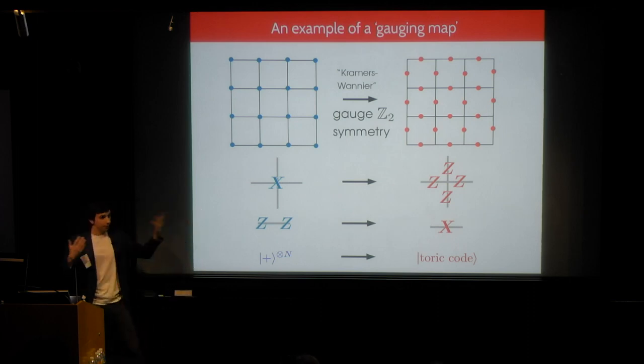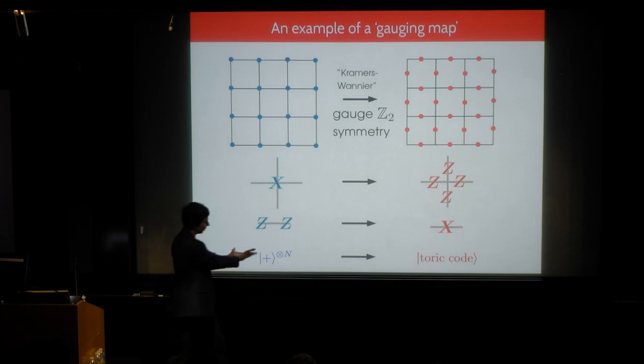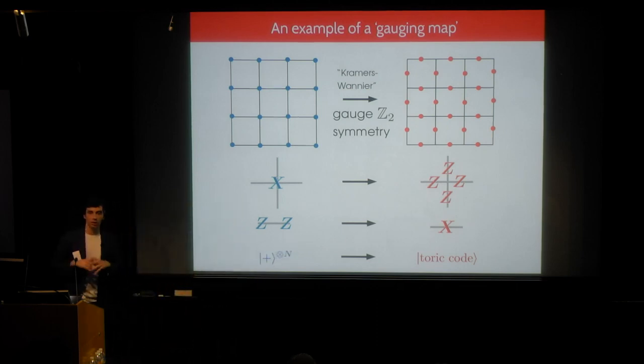And this map has been explored in a variety of contexts. It traces back in some sense to the lattice gauge theory works in the 70s, where they tried to use it backwards to solve gauge theories. But because it's very non-local, as you can already see, it maps the product state to a very entangled toric code state. It was, as far as I know, not really thought of as a physical transformation.